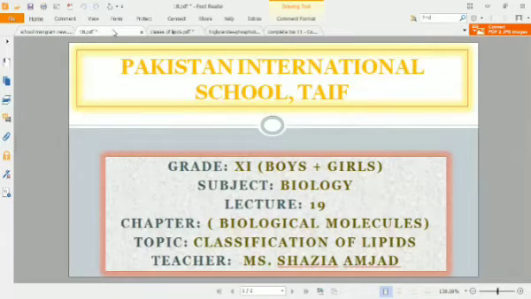This is the class of biology for grade first year. Dear students, we have started chapter number 2, that is biological molecules, and up to now we have seen lots of things about carbohydrates, its classification, and about proteins, its classification. We started lipids in the previous topic and we have seen its first class, that is acylglycerol. Today we will see the next class of lipids.